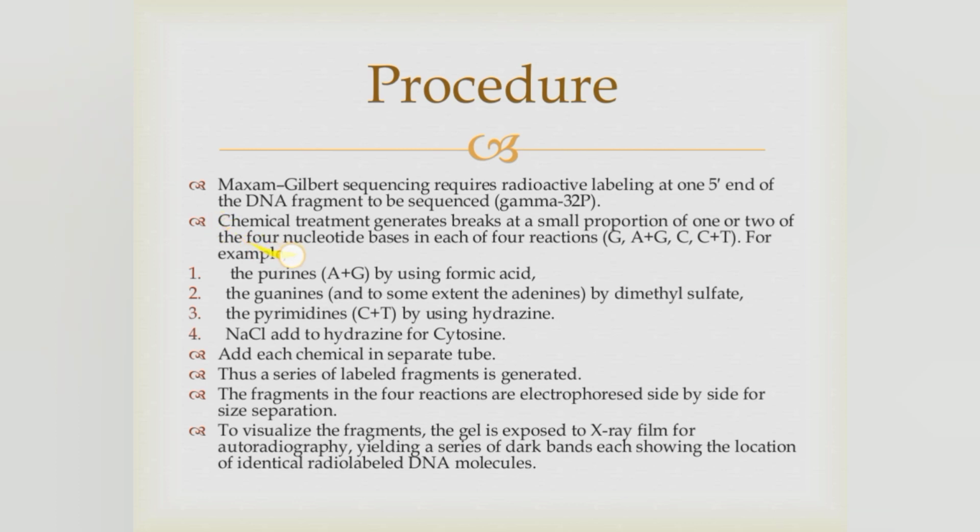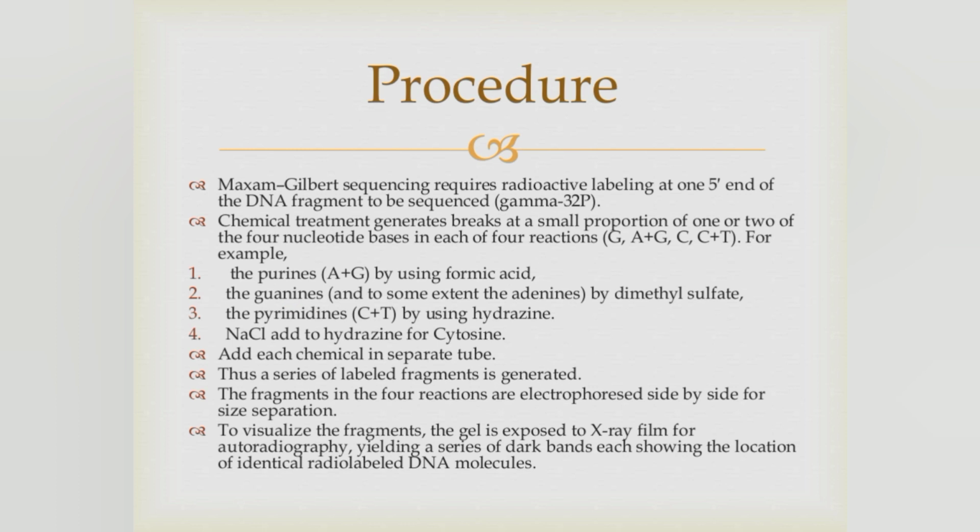The chemical treatment generates breaks at a small proportion of one or two of the four nucleotide bases in each of four reactions. These are guanine, adenine plus guanine, and cytosine plus thymine. For example, the purines, A plus G, are cleaved using formic acid. Adenine plus guanine are the purines.